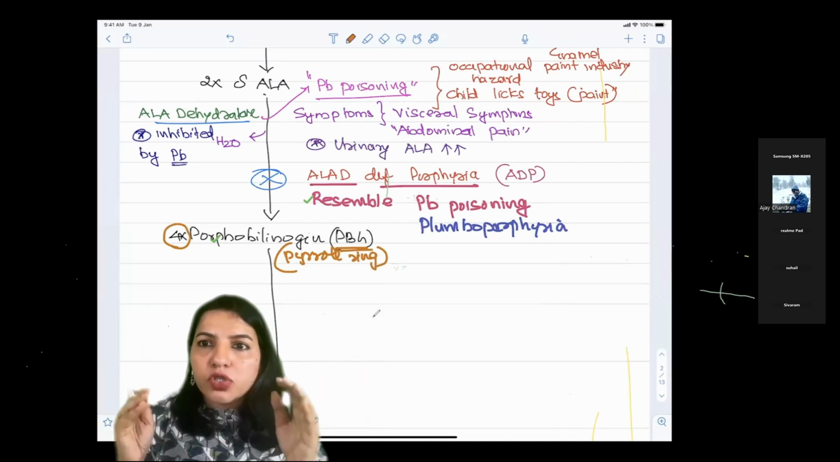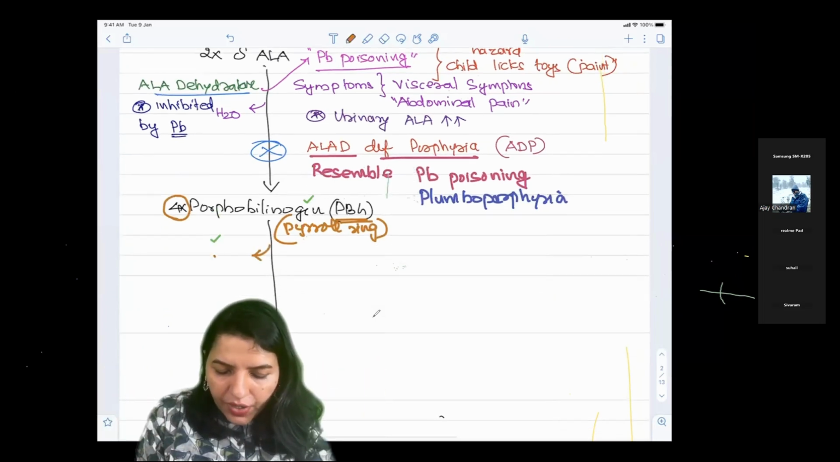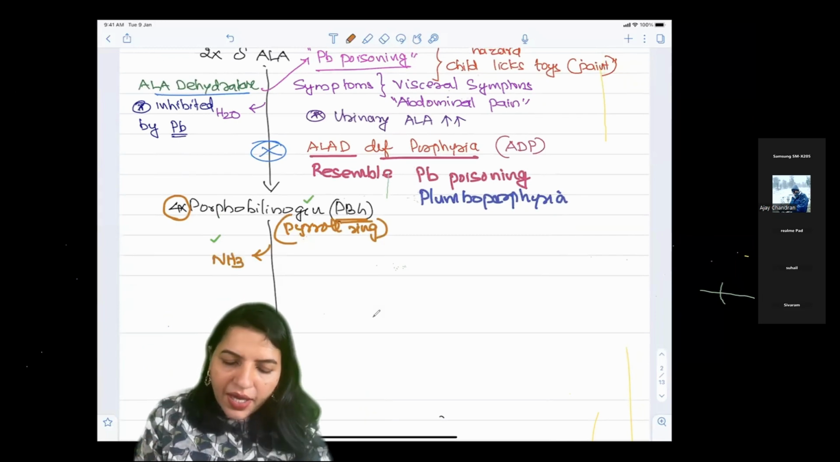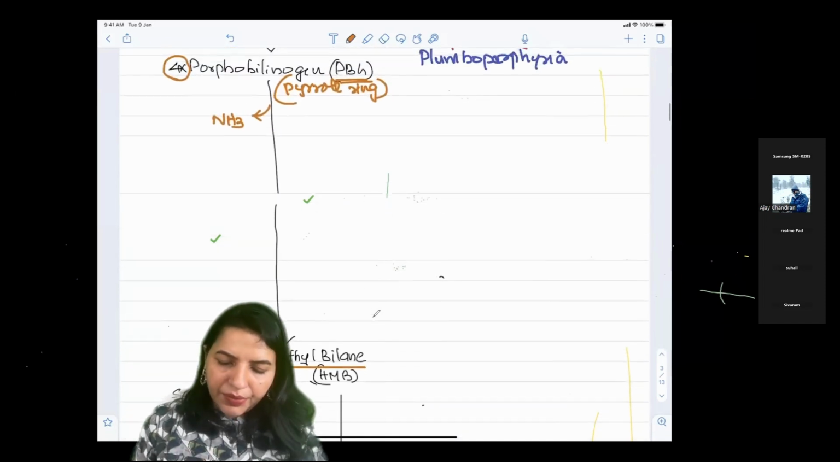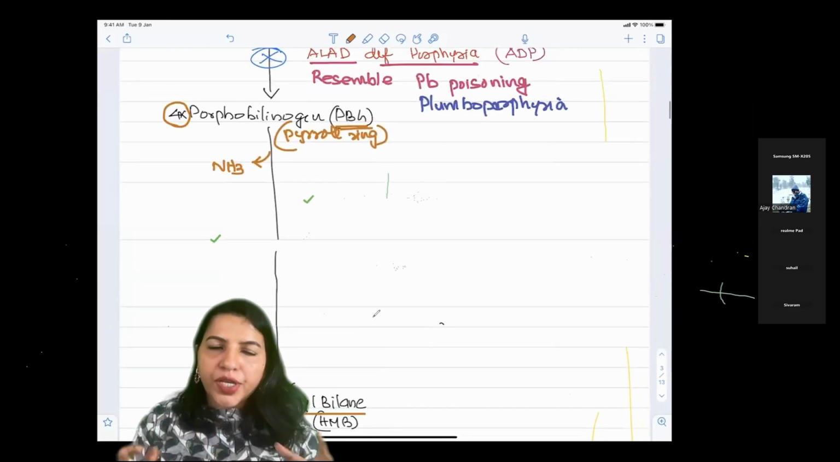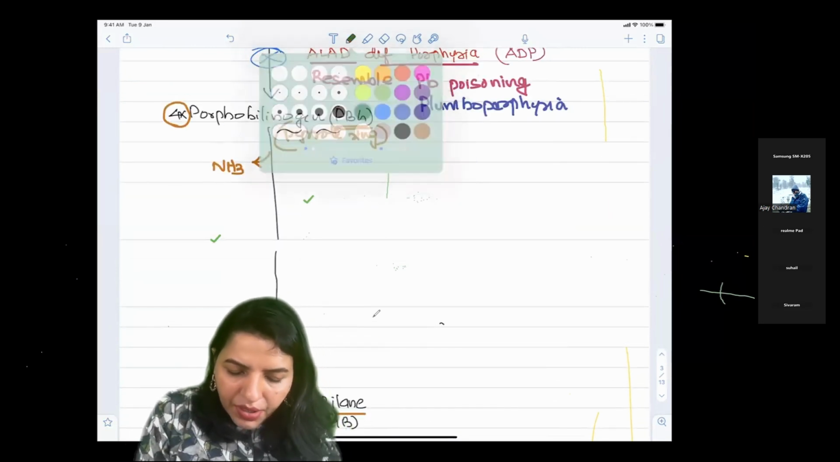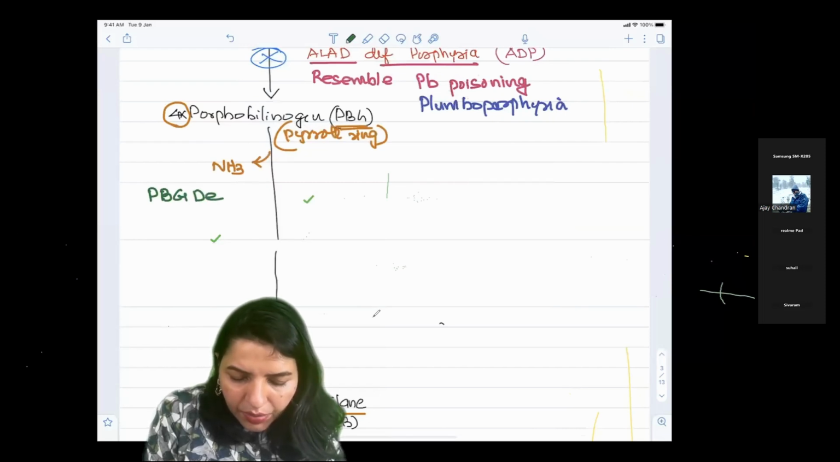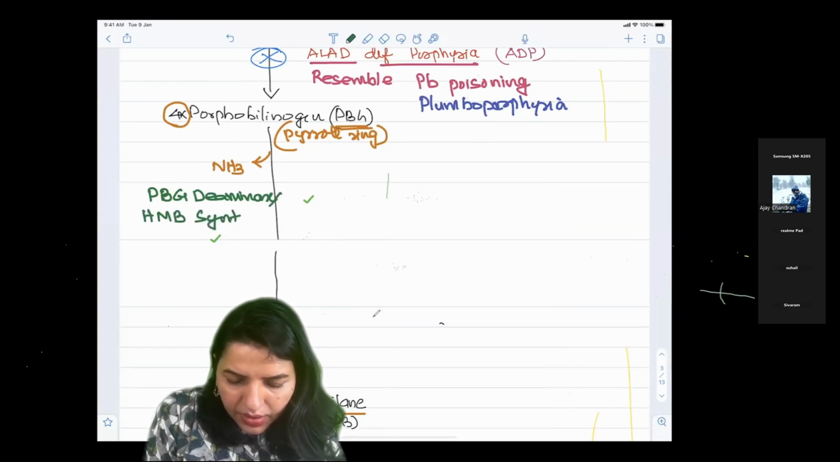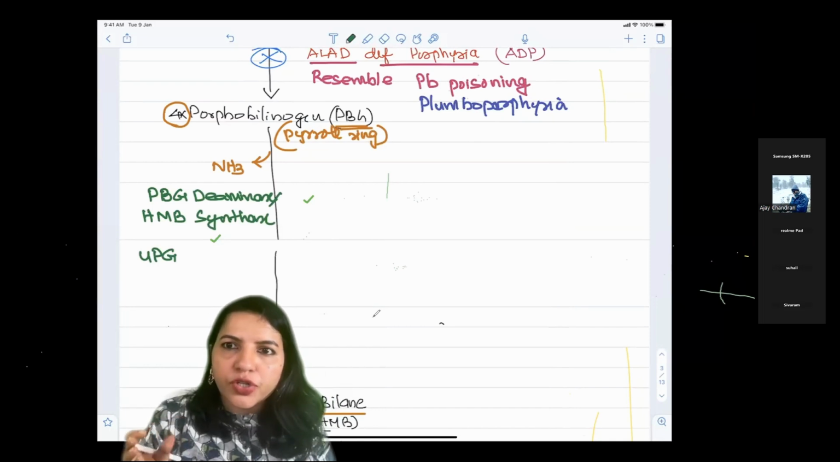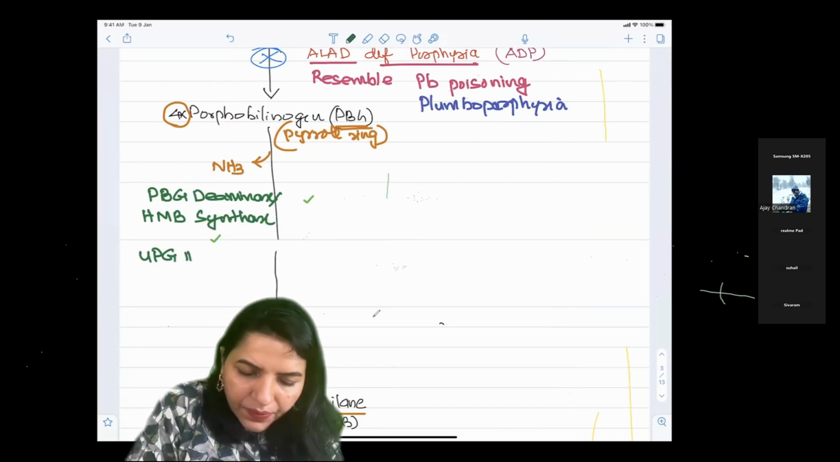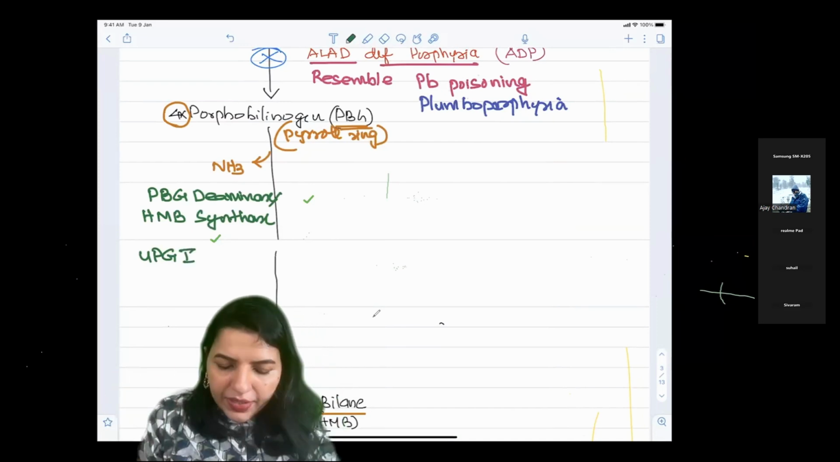4 porphobilinogen joined together by giving off NH3, ammonia, and it forms something called hydroxymethylbilane. Hydroxymethylbilane is what is formed. It is a linear tetrapyrrole. So ammonia is released. What is the enzyme here? The enzyme here is PBG deaminase or HMB synthase. Otherwise, this is called uroporphyrinogen. In short, you can write it as UPG. This is UPG 1. Remember, it is not 3, it is 1 synthase.